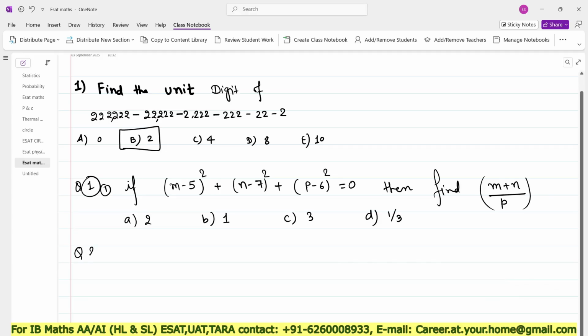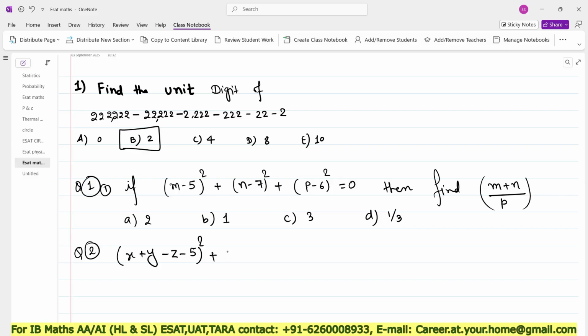And the second question is: if (x + y - z - 5)² + (y + z - x - 3)² + (x + z - y - 7)² = 0, then find the value of √(x + y + z).